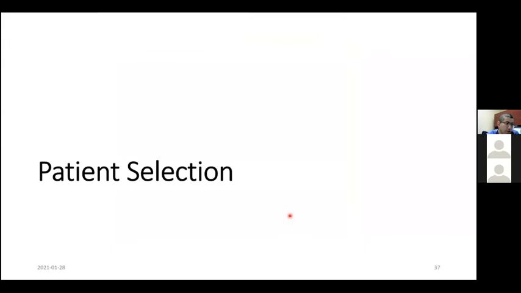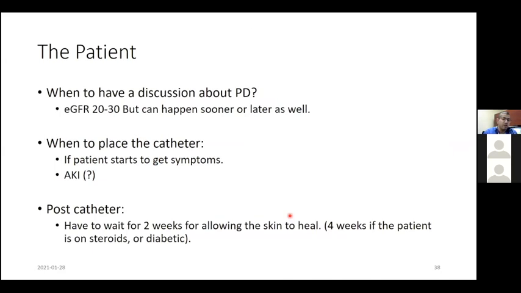Okay, now coming to how do you select the patient? So when do you discuss PD with the patient? Obviously the discussion of PD has to start when the GFR is less than 30, okay? The patient should be getting the idea. If someone comes in uremic with an eGFR of like 5 and frankly uremic, there's no point of talking PD. PD can be done obviously, but the first thing is to get him out of the uremia.